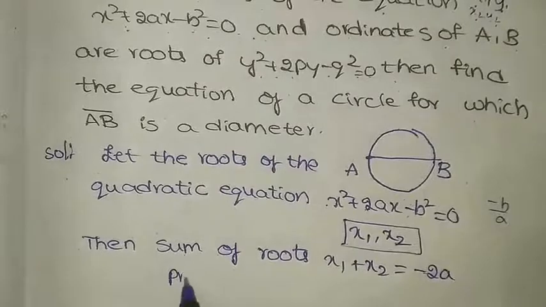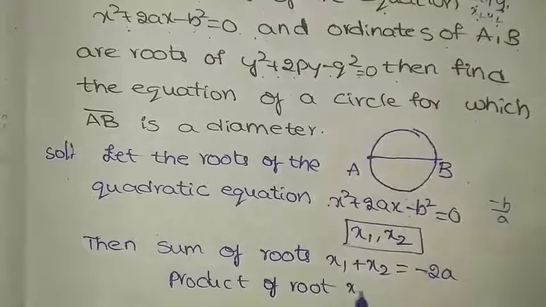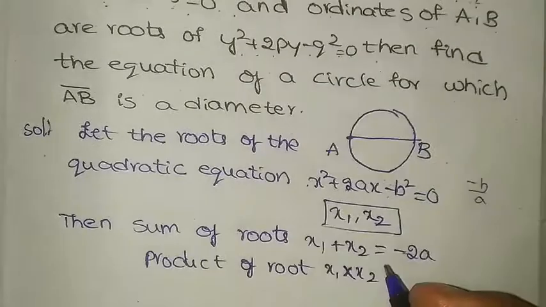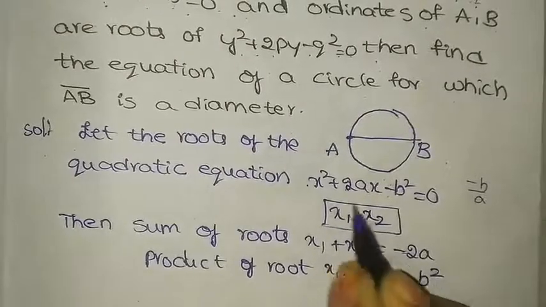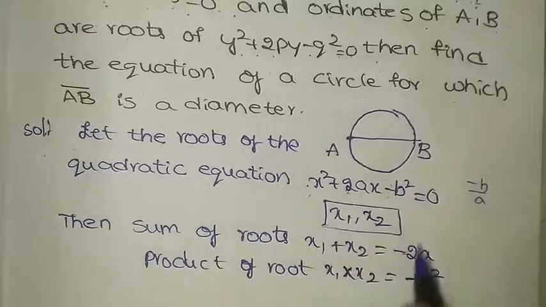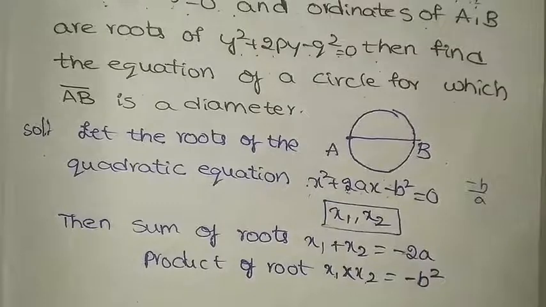And also the product of roots, x1 into x2, is c by a. So c by a is minus b square. Here a is 1, b is 2a, c is minus b square. So the product of roots x1 x2 is equal to minus b square.